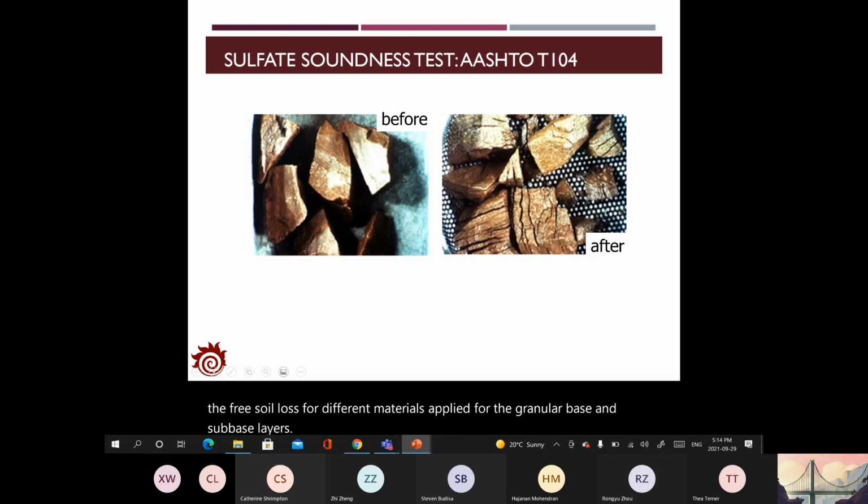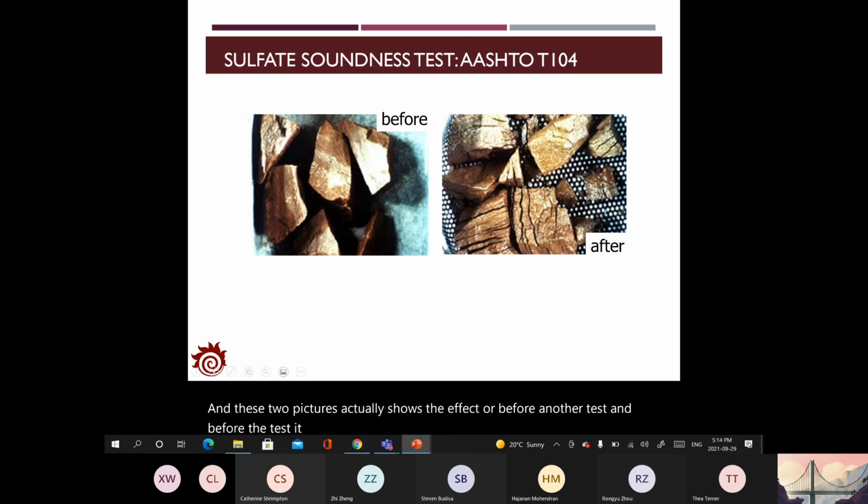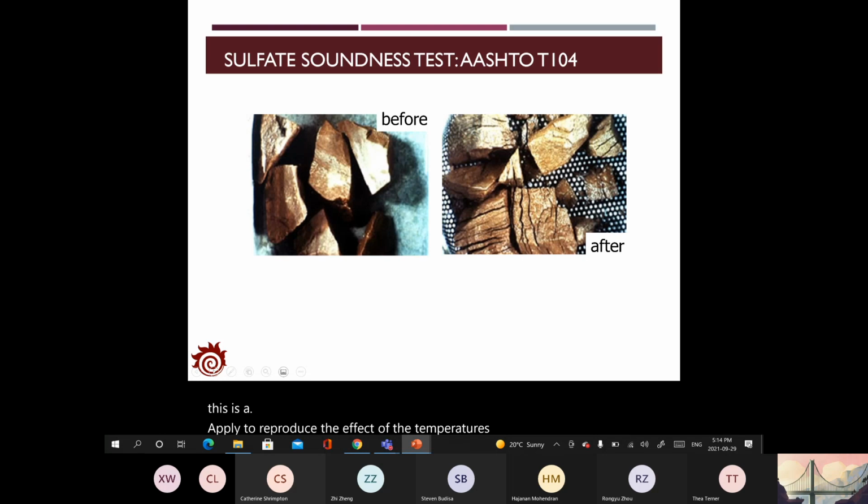These two pictures show the effect before and after the test. Before the test, you see that the surface of the aggregates is quite smooth. But after the test, you will see a lot of cracks along the samples, and this is applied to reproduce the effect of temperature and the moisture contents, which create the freeze and thaw cycles during the winter and the springtime.